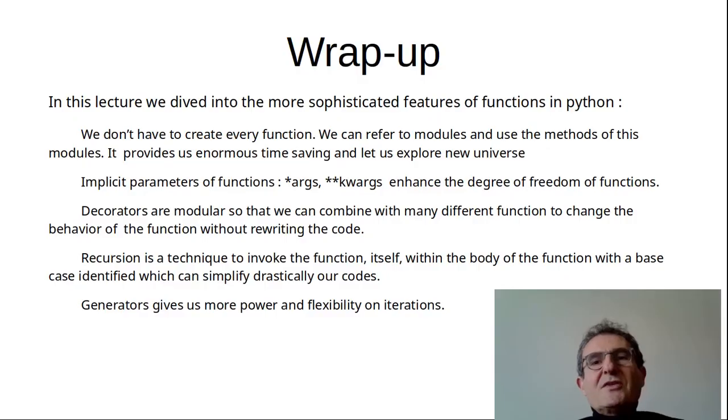Implicit parameters of functions, star args and double star keyword args, enhance the degree of freedom of functions. Decorators are modular so that we can combine them with many different functions to change the behavior of the function without rewriting the code. Recursion is a technique to invoke the function itself within the body of the function with a base case identified, which can drastically simplify our code. Generators give us more power and flexibility on iterations.